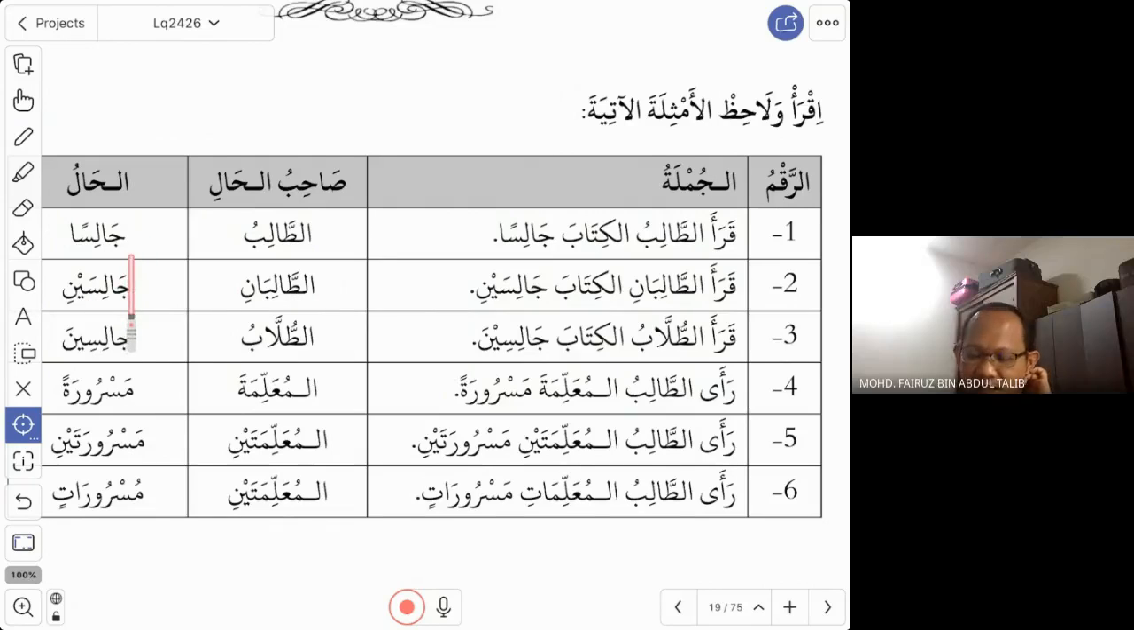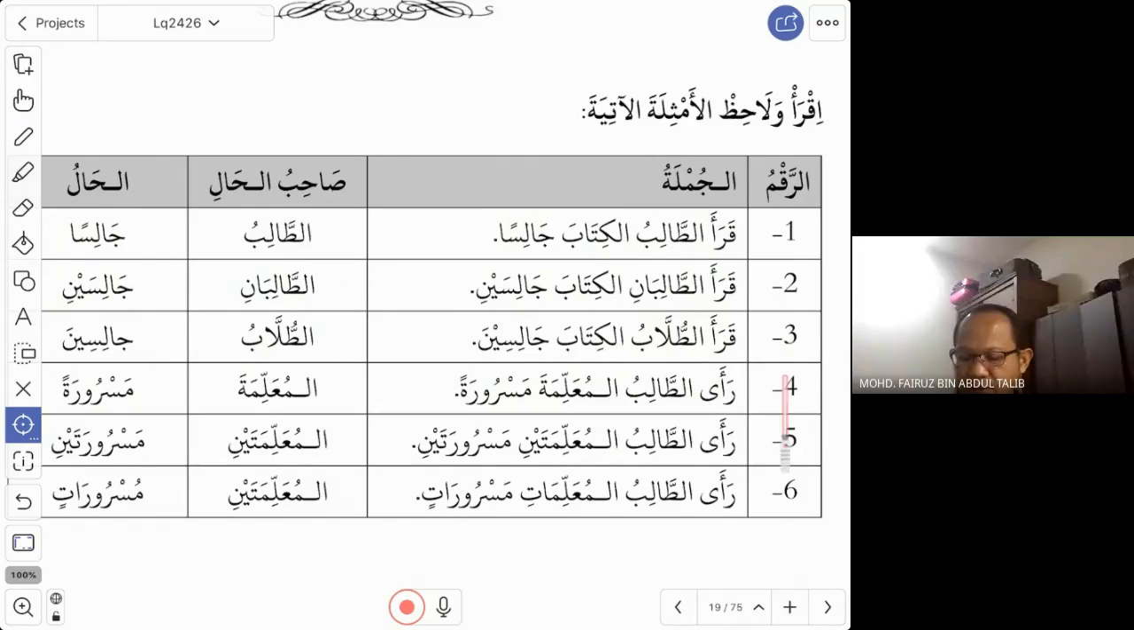Muzakkar, naam, sahih. Jalis is muzakkar. Why muzakkar? Because the sahibul hal is muzakkar. Okay. Jalisain is also muzakkar because taliban is muzakkar. Jalisin is muzakkar because tulab is also a muzakkar word. So the hal must agree with the sahibul hal in terms of the number and also in terms of the muzakkar and muannas. So this is 1, 2, 3, the examples for muzakkar hal.